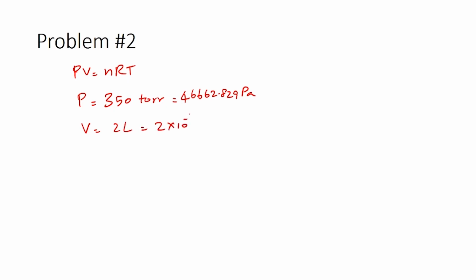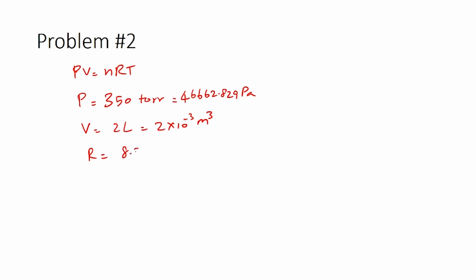Assuming ideal gas behavior, we have PV equals nRT as the ideal gas law. Pressure has been given as the initial condition as 350 torr. This can be converted to SI units, which is Pascal, and you would get 46,662.829 pascals. So, 1 torr is equal to 133.3 pascals. Using that roughly you will be able to get this value, and V, which is volume, is 2 liters, which can then be written as 2 times 10 power minus 3 meter cube. I am converting everything to SI units so that it will be easy to use the R value directly.